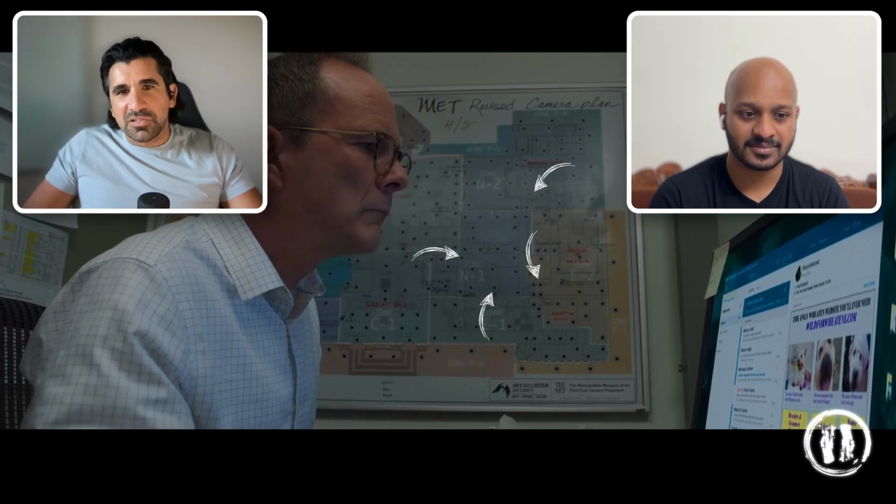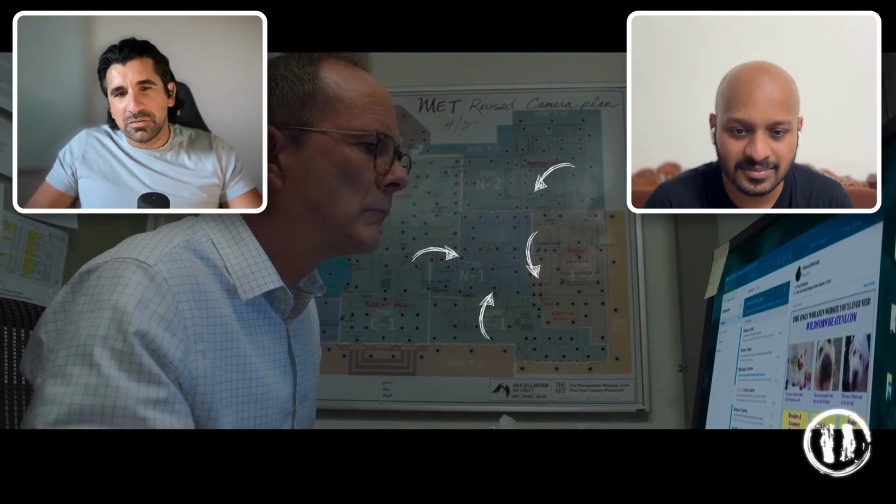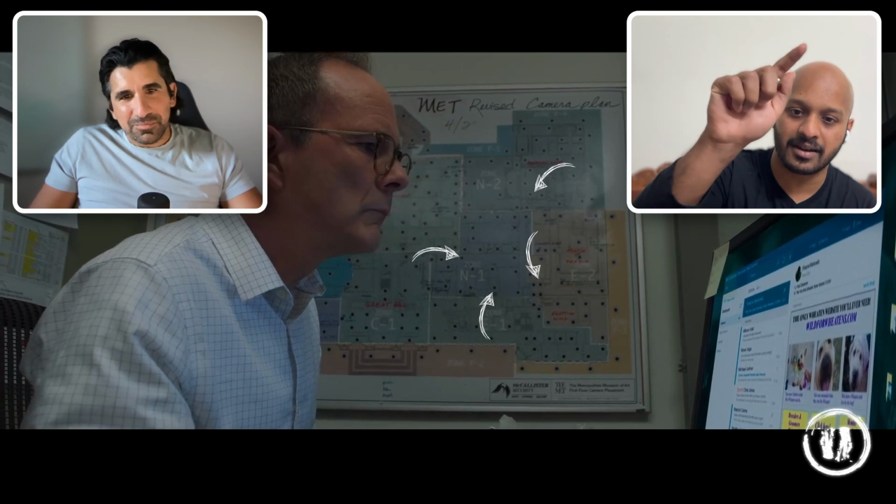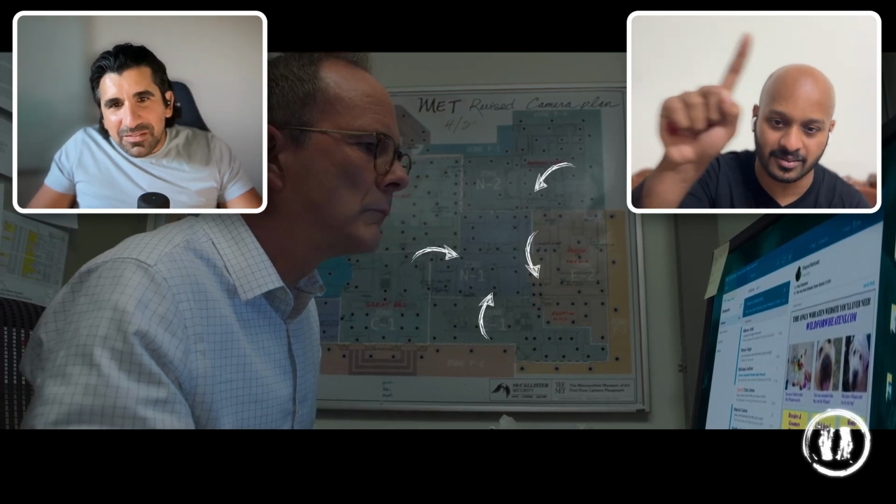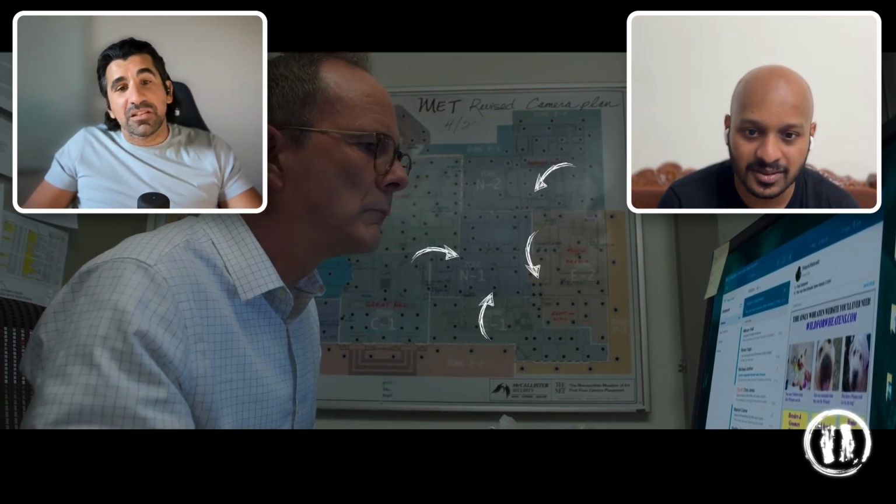What are all those dots? Is that where the cameras are? Or show actually, me a heat map? Because it says revised camera plan on top right. Oh, revised camera. That's a lot of cameras.